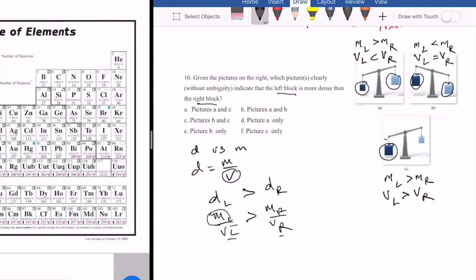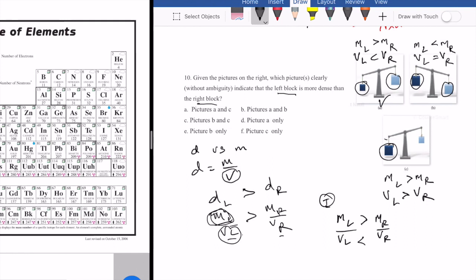So for the first one, the mass on the left is greater. We take mass compared to volume, this is for picture 1. We can see here that the mass is bigger and the volume is less. If the mass is bigger, that tells us that it's going to be a bigger density, and if the volume is also less on the left, then that's also going to give us a bigger density.